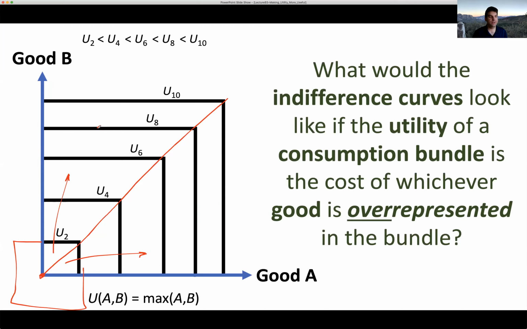And so any bundle on this utility function is equivalent in utility to the bundle that's also on that indifference curve. And the way they're equal is that they both have a maximum number of 8 between the A and the B. So in the cable example, if I only cared about maximum bandwidth, and I didn't care if it was upstream or downstream, then this would be like 10 megabits per second on either my upstream or my downstream. And this would be 8 megabits per second on either my upstream or my downstream.